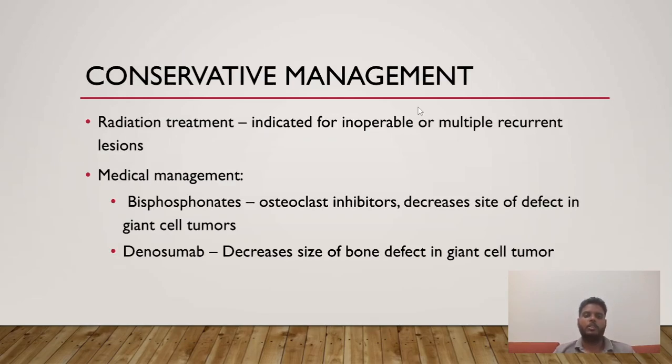For conservative management, radiation treatment will be done, and it is indicated for inoperable or multiple recurrent lesions. There are certain types of tumor which are inoperable, so radiation treatment would be given for them. For medical management, drugs are given such as bisphosphonates, which are osteoclast inhibitors, and they decrease the size of the defect in giant cell tumors. Another drug is denosumab, and that would decrease the size of the bone defect in giant cell tumor.